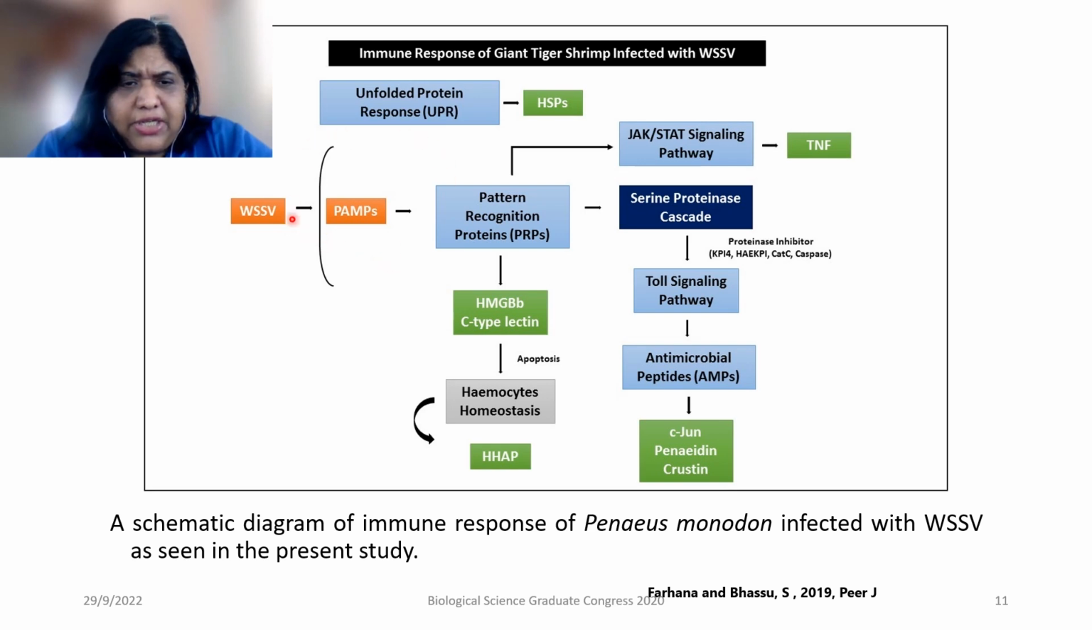So this is the model we proposed, and we published this in PeerJ, where we noticed that WSSV infection actually triggers the PAMPs. PAMPs are pathogen-associated molecular patterns, and in this case, they play a significant role in the JAK-STAT signaling pathway, which leads to the tumor necrosis factor. It also activates the serine protease cascades, where it releases antimicrobial peptides, and these are the antimicrobial peptides shown. And in the apoptosis pathway, it creates a homeostasis balance using all these innate immune molecules. So this is where we notice that the prawns have an innate immune system that can actually clear the infection.